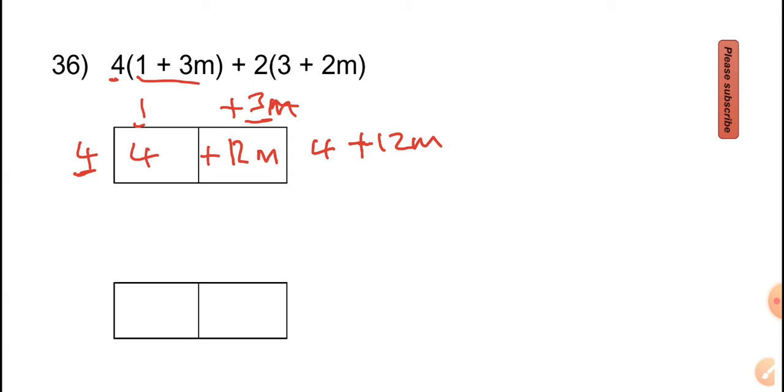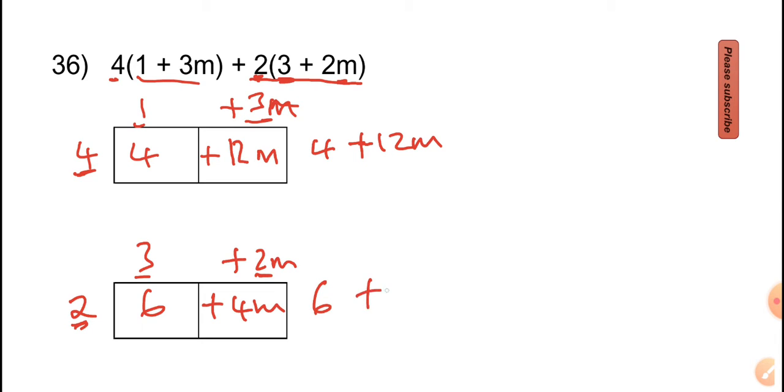Now we're going to expand this single bracket here. So because I can see 2 outside the bracket, I put 2 on the left here. Then I can see 3 plus 2m, which are inside the bracket. So 2 times 3 is 6, and 2 times plus 2m is plus 4m. So when we expand the second single bracket, we had 6 plus 4m. So because there's a plus sign, we're going to add them together.